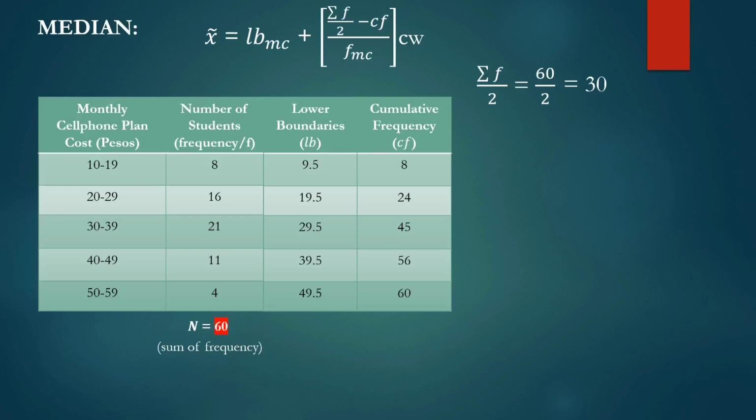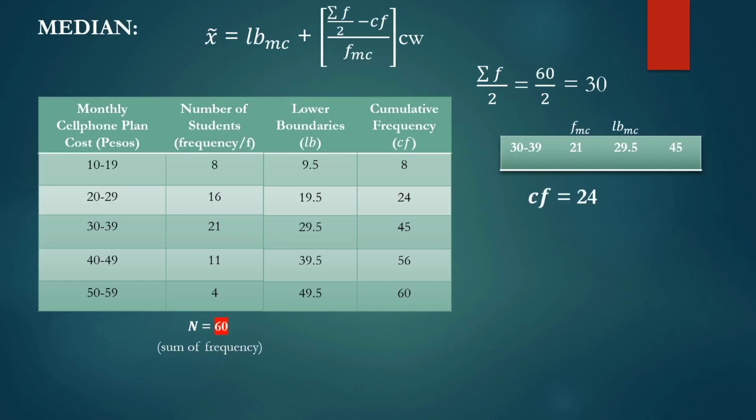Let's look at the cumulative frequency. The first one is 8. 30 can't be in 8. Next, 24. No. Next, 45. Yes, 30 can be found in 45. So the median class is this column. Now we can see the lower boundary and that is 29.5. The frequency is 21. Next is the cumulative frequency. The CF that we are going to use is the CF before the CF of the median class. So that is 24.